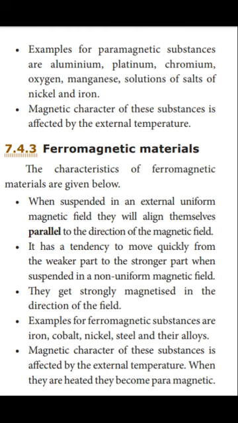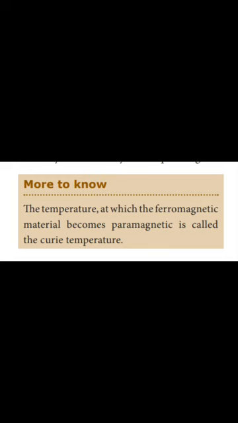Okay. So, the temperature at which the ferromagnetic material becomes paramagnetic material is called the Curie temperature. So, what is Curie temperature? At a particular temperature, the ferromagnetic material becomes paramagnetic material. That temperature is called the Curie temperature.